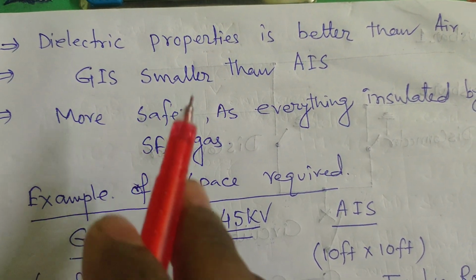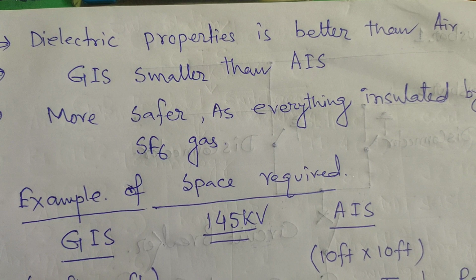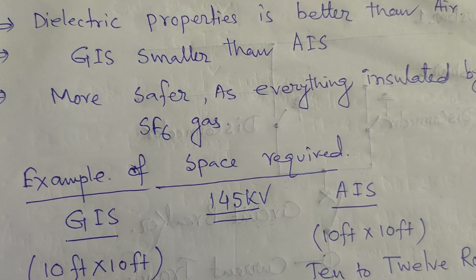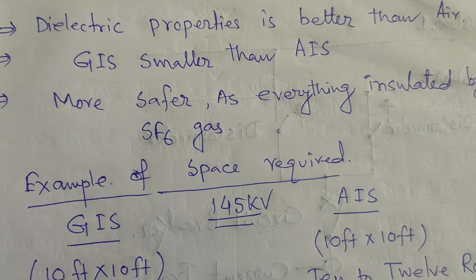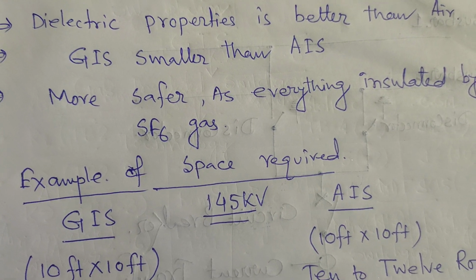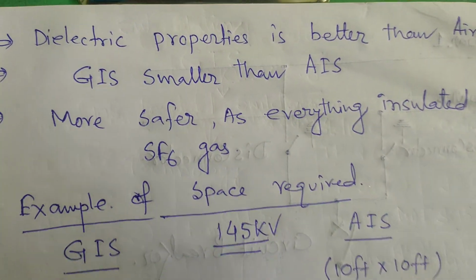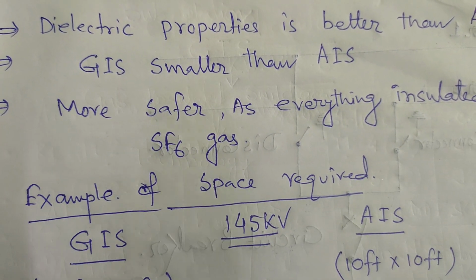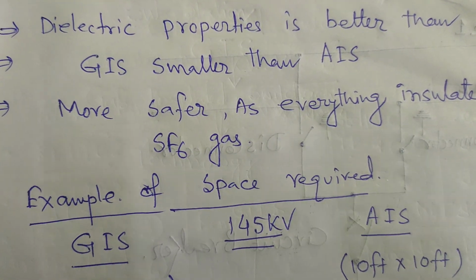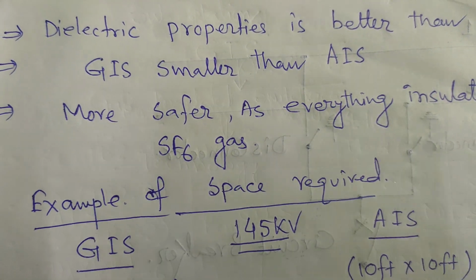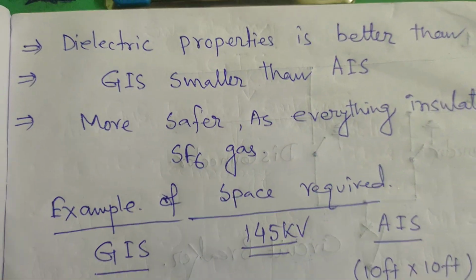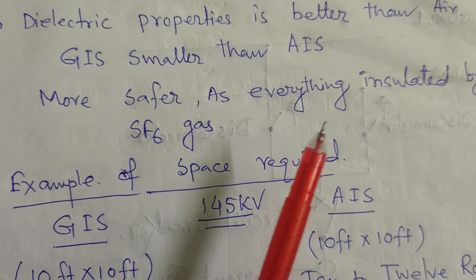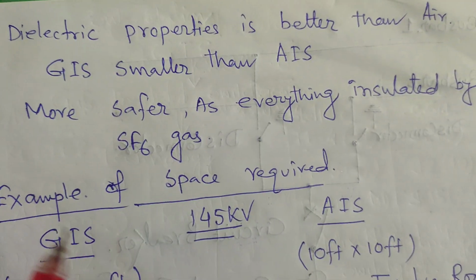As the dielectric property is better than air, the SF6 gas is more reliable and safe for operation. And the GIS is smaller than the AIS. That means the GIS, gas insulated switchgear substation, is smaller compared with the AIS substation, because air insulation requires more space and GIS requires less space, as the dielectric property is better. It is also safer, as everything is insulated by the SF6 gas.